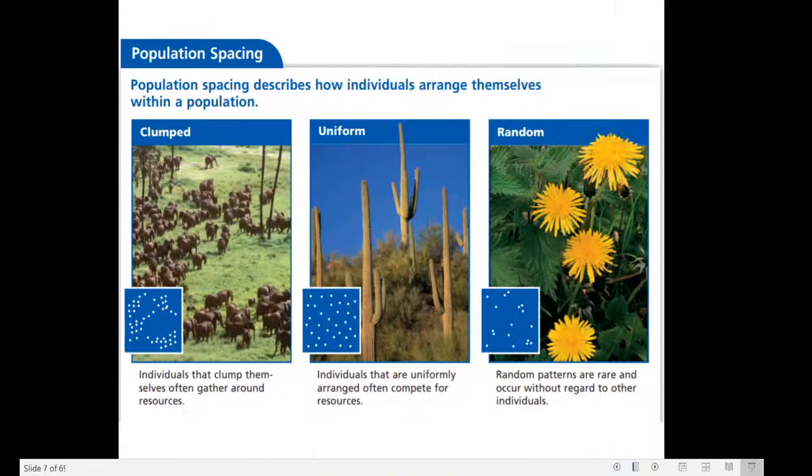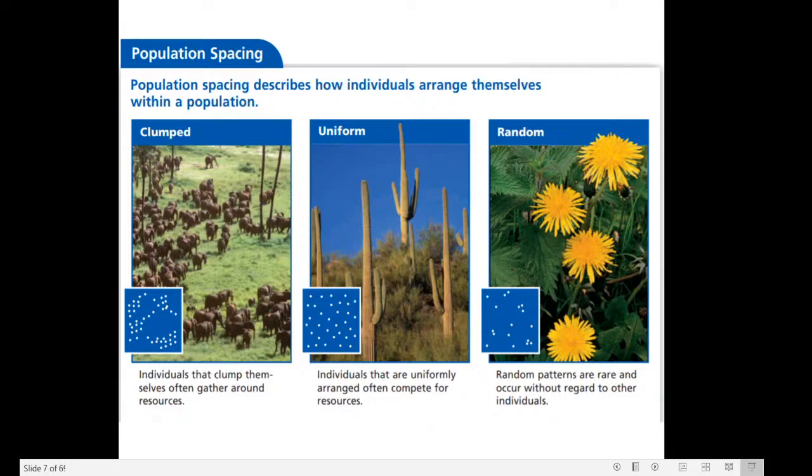And it's spacing based. In the classification, we have clumped, uniform and random. Clumped means they are all closely present, gathered around a source. They have food, so they are around there, like ants or deer. When they find food or a source anywhere, they go to that one place and gather around the resource. Uniform is like a plant present only at a particular distance. It's uniformly grown.